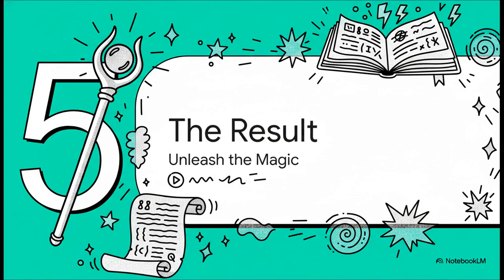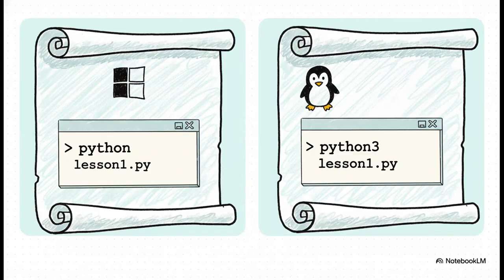The moment of truth has arrived. We've checked our gear, we've written our spell, and now it is time to unleash the magic and see what happens. Head back to your command prompt or terminal. You'll need to navigate into the python_learning folder you created. You can usually do that by typing cd followed by the folder's path. Once you're inside, Windows users will type python lesson1.py, and Ubuntu users will type python3 lesson1.py.